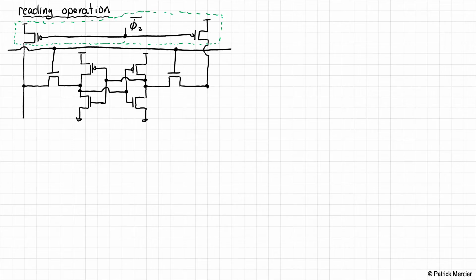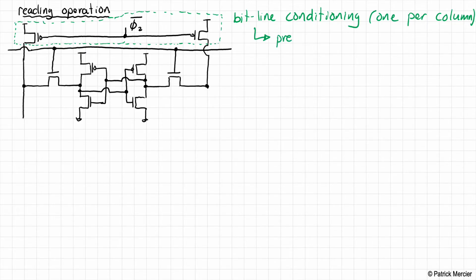Okay, so this is what we call the bit line conditioning circuits. There's one per column. Okay, so the purpose of the bit line conditioning circuits is to pre-charge the bit line, we'll call it bit line, to logic 1. Okay, we'll try and understand why momentarily this is a good idea.